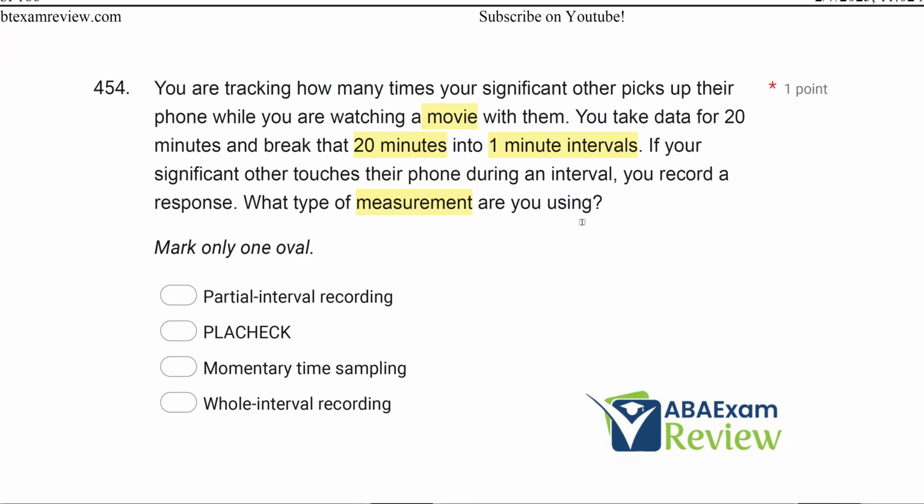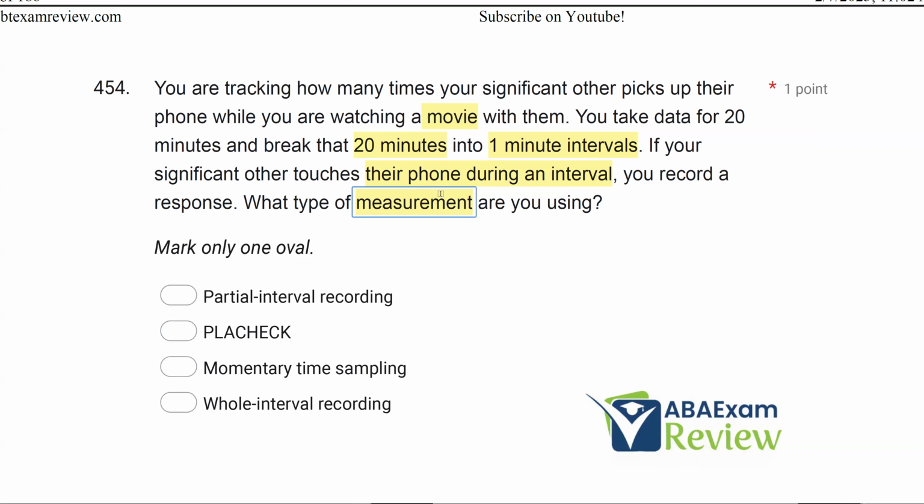So now it's our job to figure out what type of discontinuous measurement it is. Well, the key there is when are you recording a response? With partial interval recording, a response is recorded if the behavior happens at any point during the interval. With momentary time sampling, a response is recorded if the behavior happens at the end of the interval. And with whole interval recording, a response is recorded if the behavior happens the whole interval. In this case, if the significant other touches their phone during an interval, you record a response. So all it takes is a brief second of touching the phone and it counts.